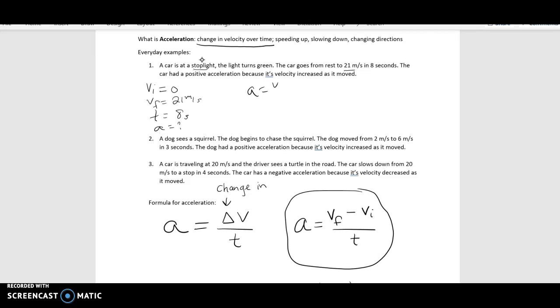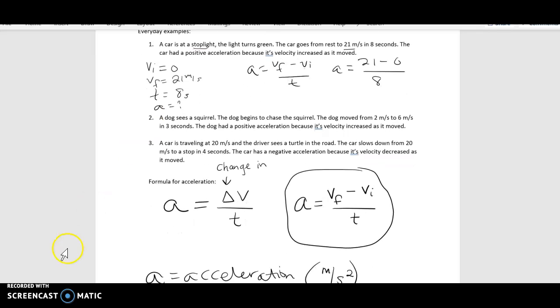Well, I would say A equals VF minus VI over T. And then I would say that A equals, the final velocity is 21. The initial velocity was 0. And it did it in 8 seconds. So then I would just do 21, hold on one second, 21 divided by 8 is 2.6. So the acceleration of this car is 2.6 meters per second squared. And that's how you would solve for the acceleration of that car.